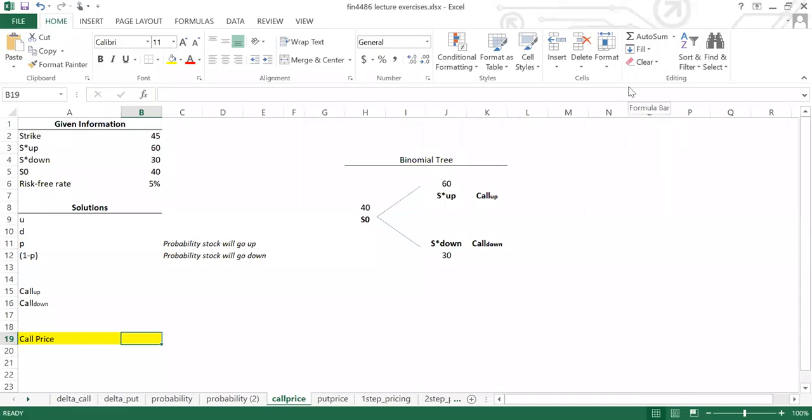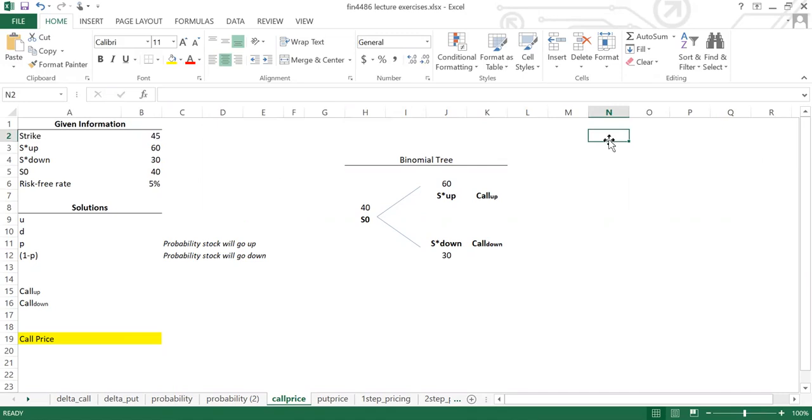Hi to all. So in this short recording, we're going to cover the pricing of a call option using a one-step binomial tree. So this is going to be simple. I'm going to walk you through a couple of steps. And before we even start, I would like to highlight what these steps are.